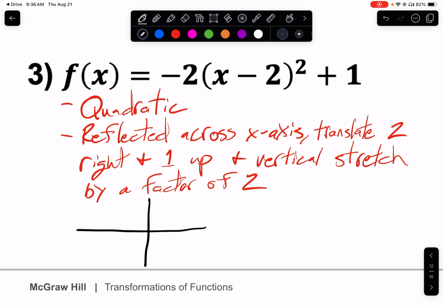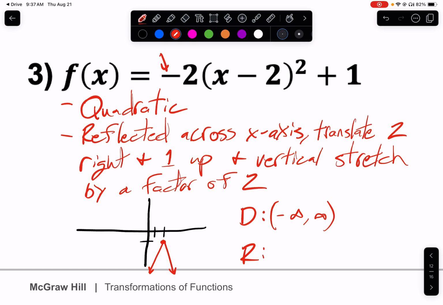First thing you want to do is figure out where your vertex is going to be. So we're going to go to the right 2, 1, 2, and then down 1. So my vertex is going to be right here. And remember, it's going to be pointing down, because it has the negative right here. And then it has that vertical stretch, so it's going to be a skinnier V, like that. Okay. Our domain, still going to be negative infinity, infinity.